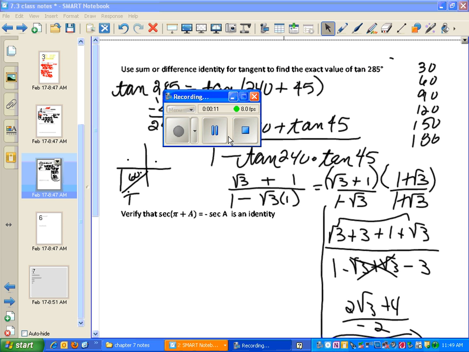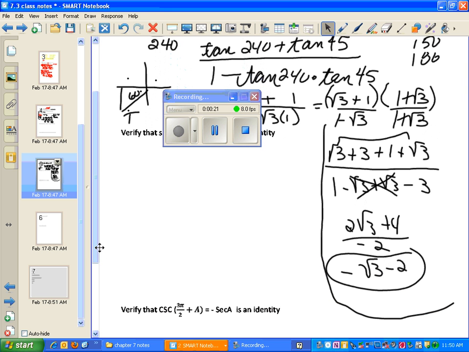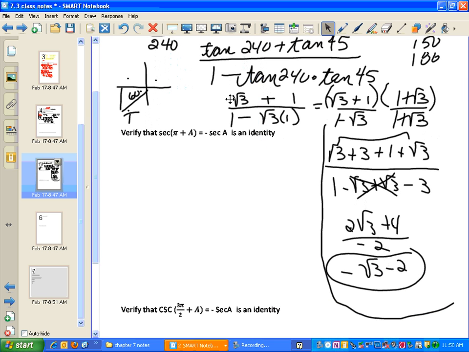Okay, so we're going to do the verification, and that's just proving that the left side equals the right, kind of what we've been doing the whole time, except for now we're using our summation identities. All right, so we're going to start by saying that secant of pi plus a is the same thing as 1 over the cosine of pi plus a. And we're just going to say that that's the same thing as negative 1 over the cosine of a. And we're just going to work with our sides.